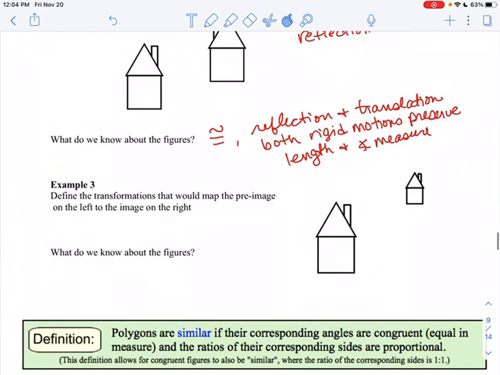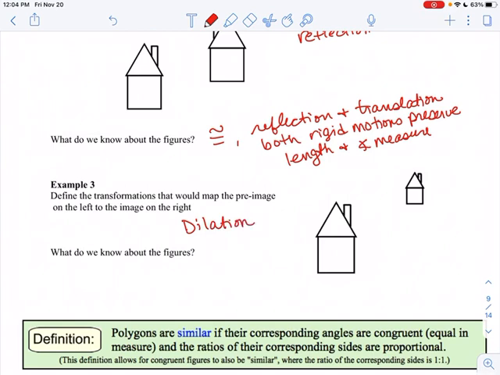Now let's look at these two houses. Let's define the transformation that would map the pre-image on the left to the image on the right. Well, on this one, you can see that the house got smaller, all right? So I definitely did a dilation. I changed the size of it.